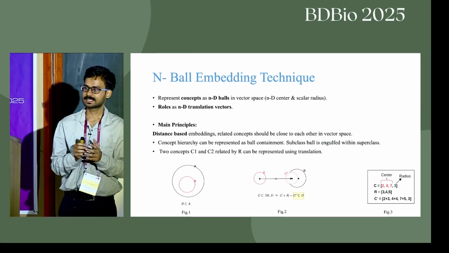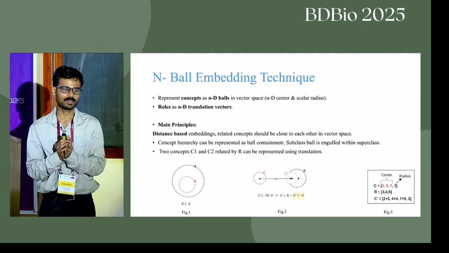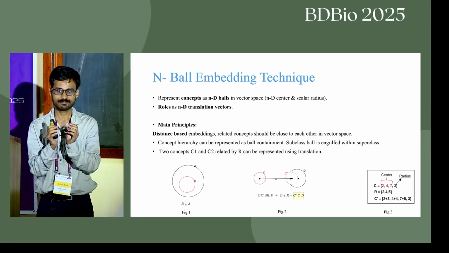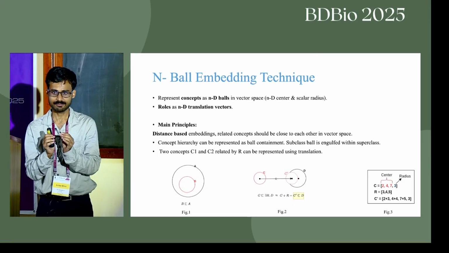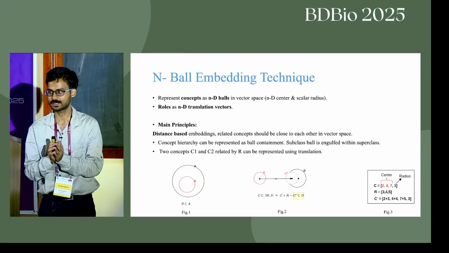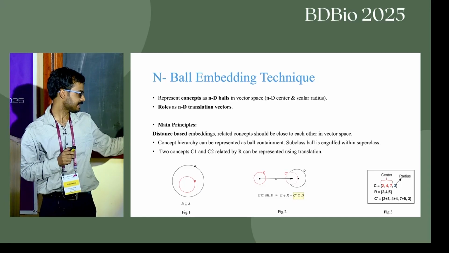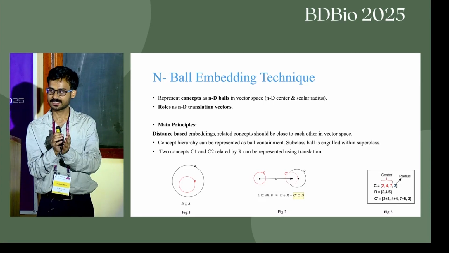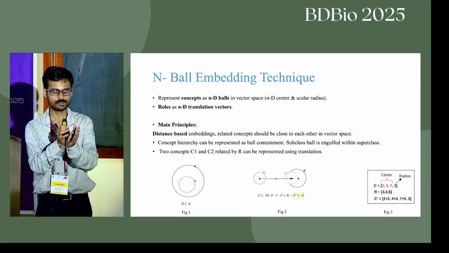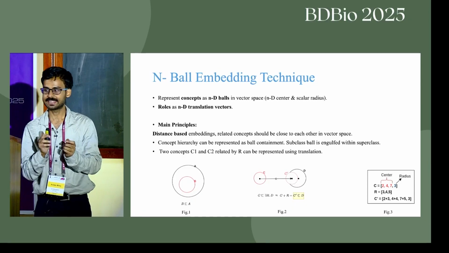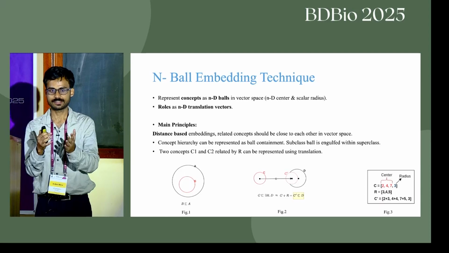Okay, let's first discuss a brief about what this n-ball algorithm is. Basically, in simple words, each and every concept or phenotype from the ontology can be represented as an n-dimensional ball in vector space. So you can see that C can be represented as a 3D ball, it will have a center of size 3, that is (2, 4, 7) in figure 3, and a radius of 3.